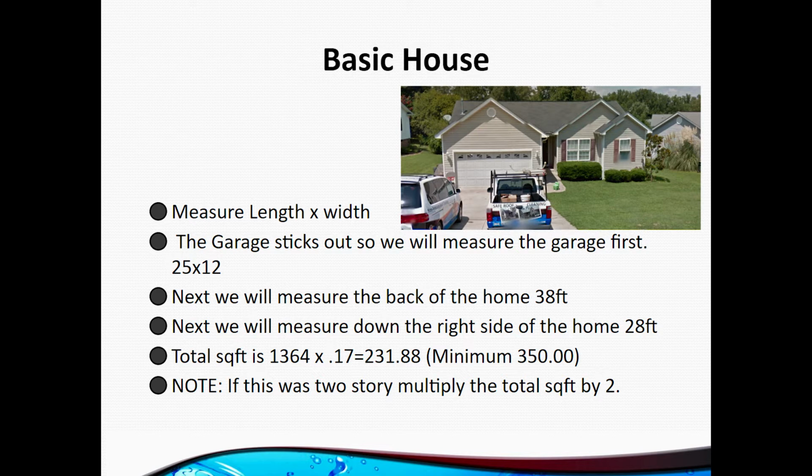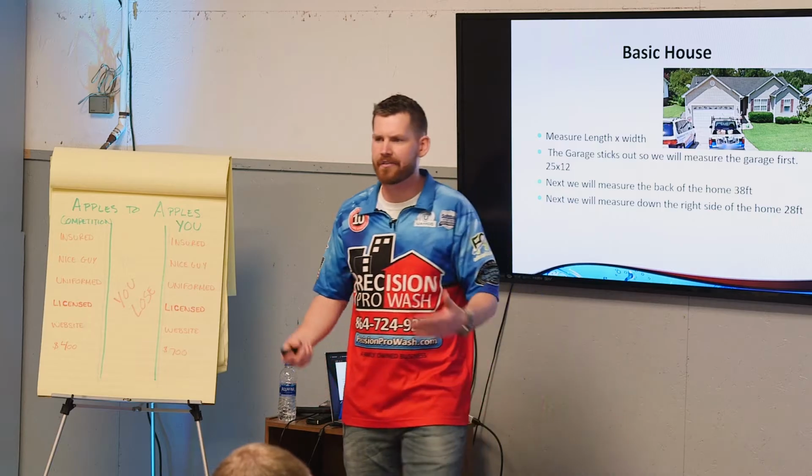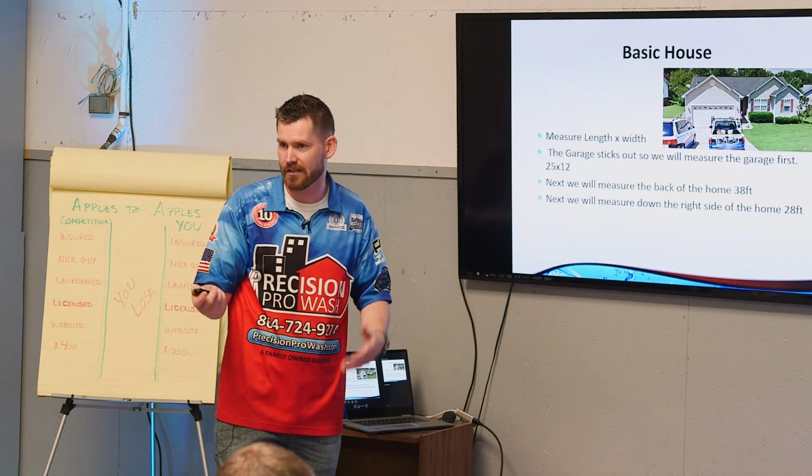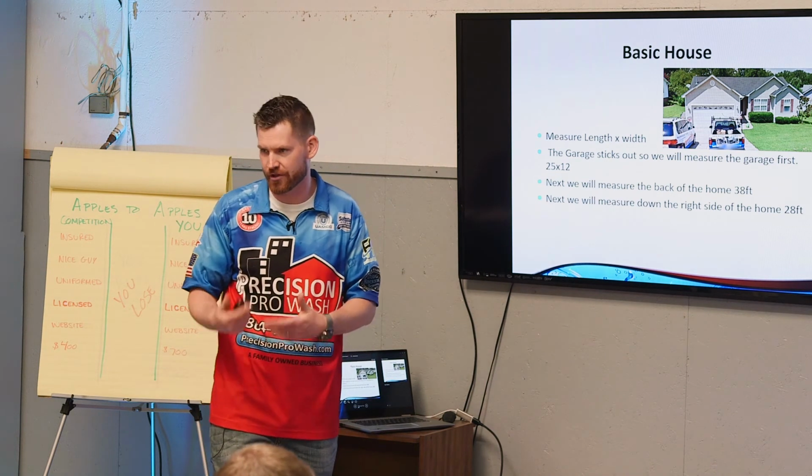Next, we will measure the back of the home. So the back of the house was 38 across. Next, we'll measure down the right side of the home, which is 28 feet. And see how it kind of pops out a little bit? I'm not worried about that. If you were to bring that wall out, you're still cleaning the same amount of surface, right? This is all worked into my square footage price.